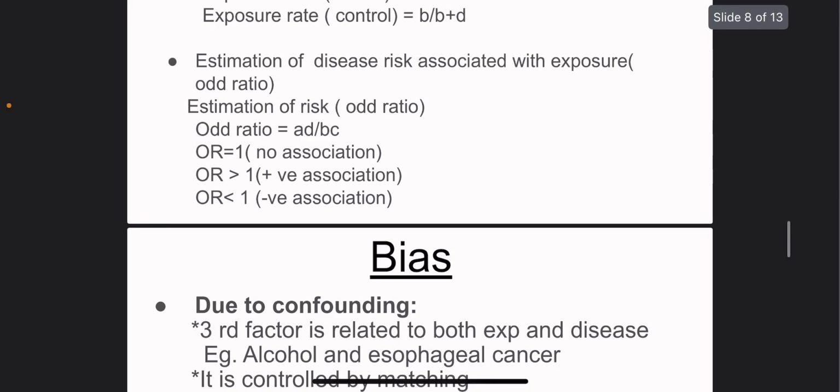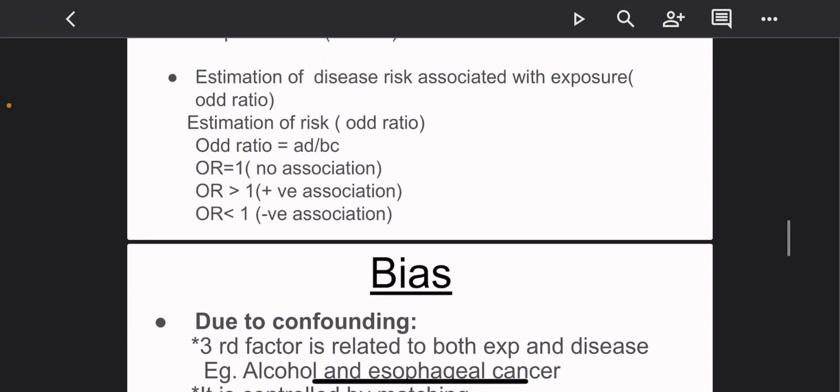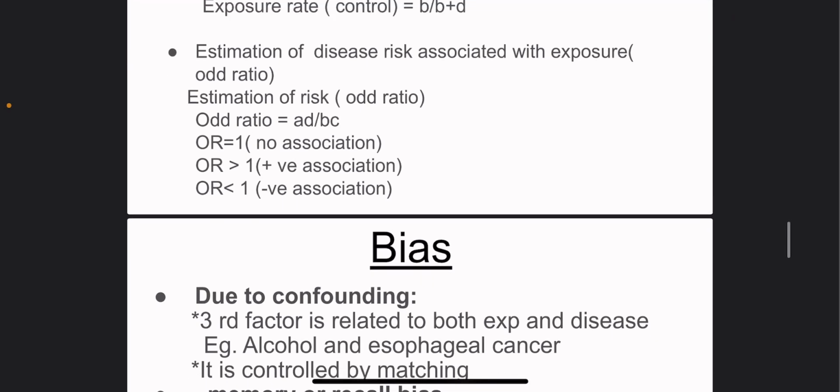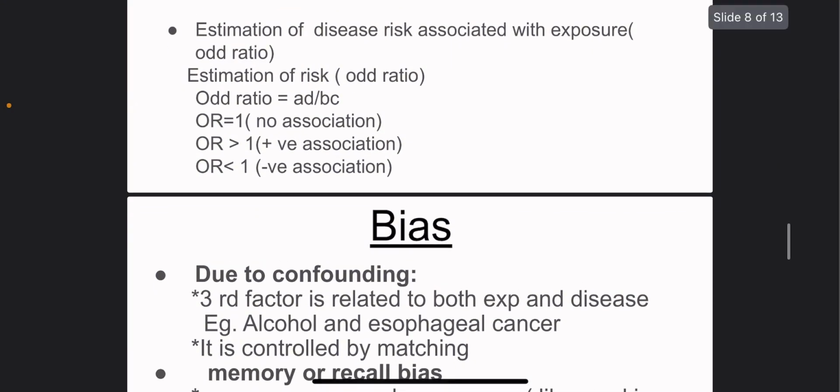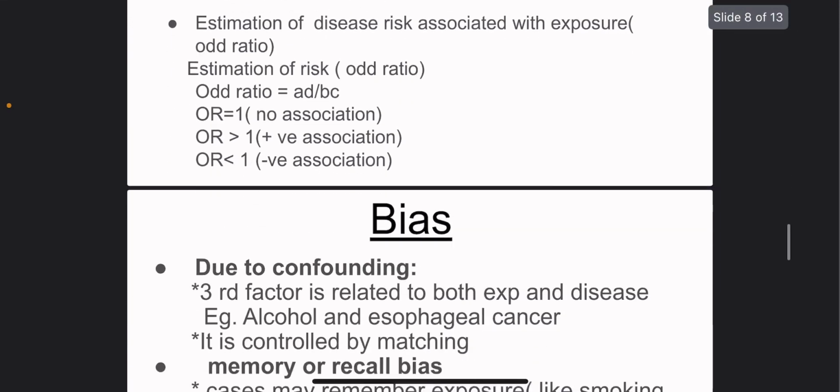And if the odds ratio is greater than 1, it means that there is a positive association between your exposure and disease. That means the exposure being studied is a risk factor. If the odds ratio is less than 1, then it is a negative association. That means your exposure is not a risk factor, or maybe it is a protective factor. Okay, so that's all about your final step, analysis and interpretation.